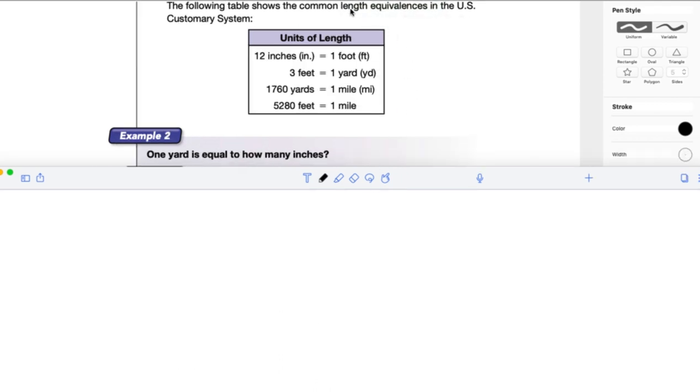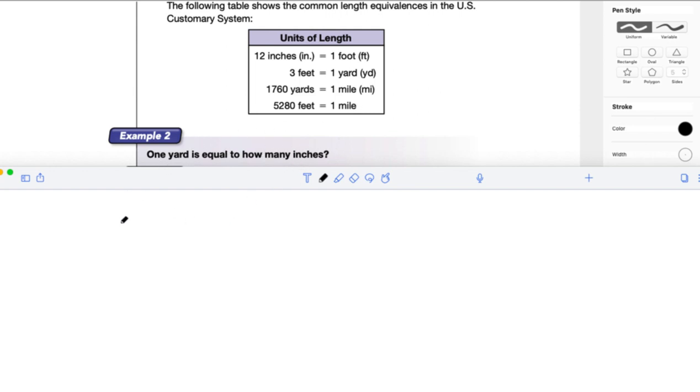Here we have an example 2, another set of customary, U.S. units in terms of length. When we have 12 inches, that's 1 foot, 3 feet, that's 1 yard, 1,760 yards is 1 mile, and 5,280 feet is also 1 mile. The question we have here is 1 yard is equal to how many inches?